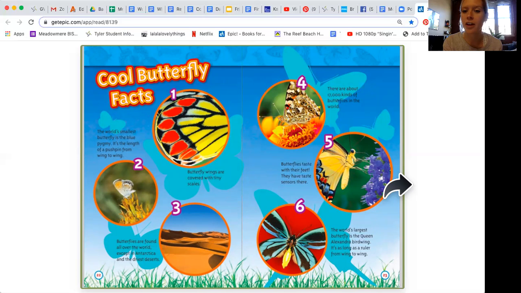Number 4, there are about 17,000 kinds of butterflies in the world. 5, butterflies taste with their feet. They have taste sensors there. Number 6, the world's largest butterfly is the Queen Alexandra birdwing. It's as long as a ruler from wing to wing. It's about this big.